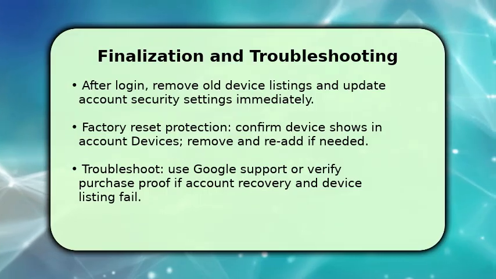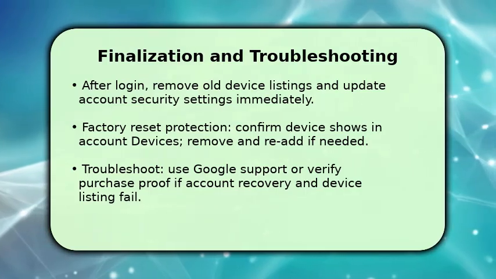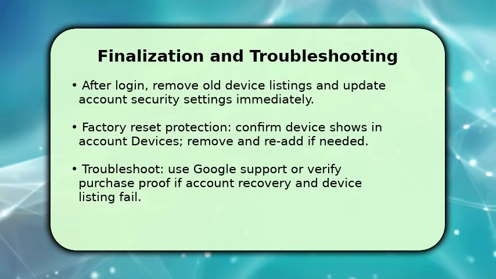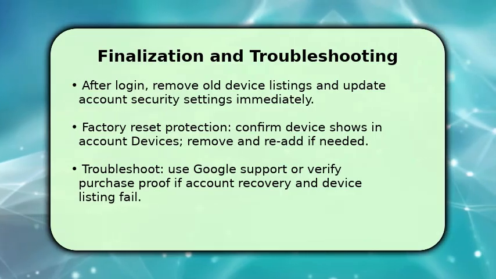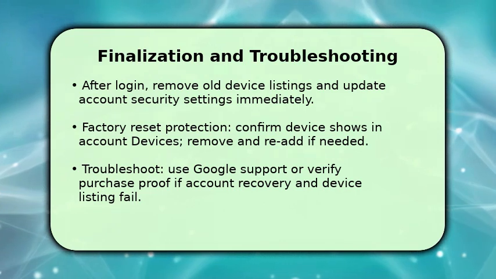If you still cannot clear factory reset protection, gather purchase proof and contact Google support or Huawei with serial/IMEI. This step matters because vendors can verify ownership and lift locks when recovery alone fails.